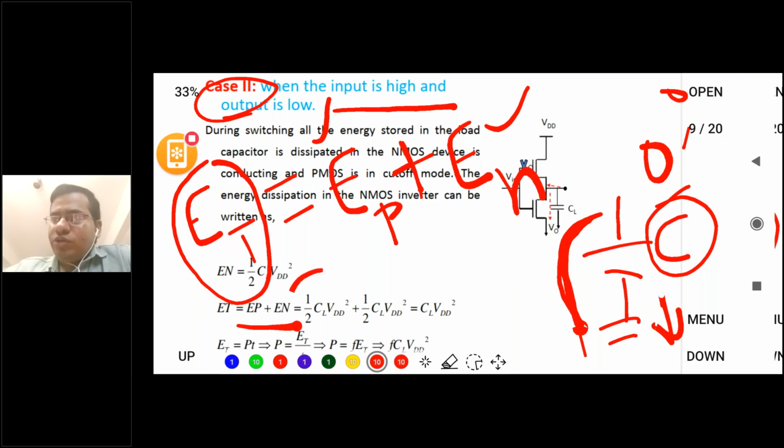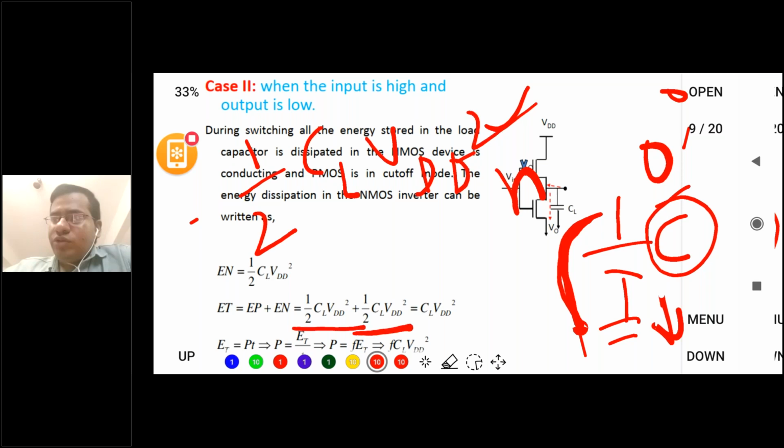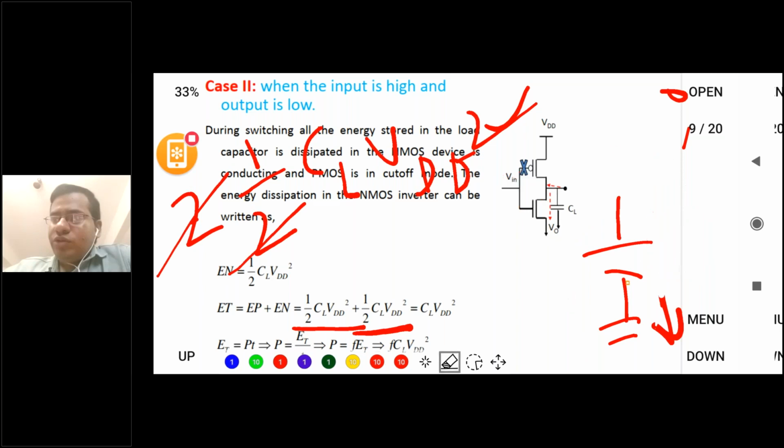In the previous case, the dissipation is half CL VDD square, and in this case it is also the same. So what is the meaning here? In the first case my dissipation is half CL VDD square, and in the second case also half CL VDD square, so that is 2 times half. The 2 cancels out. Now what is the actual power? If the 2 cancels out, your dissipation is CL VDD square.